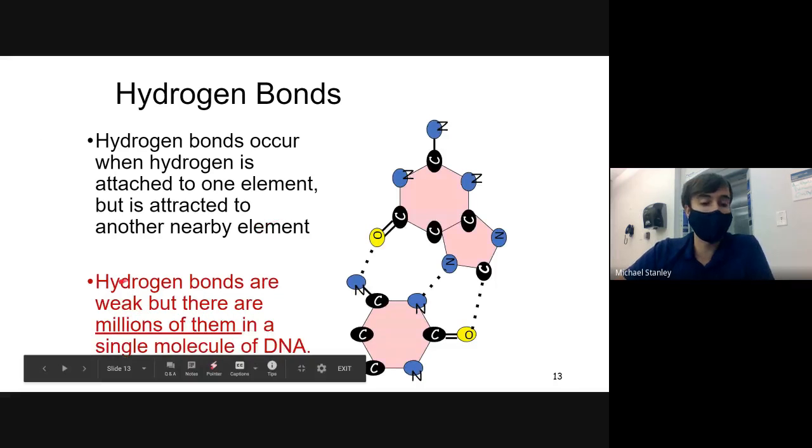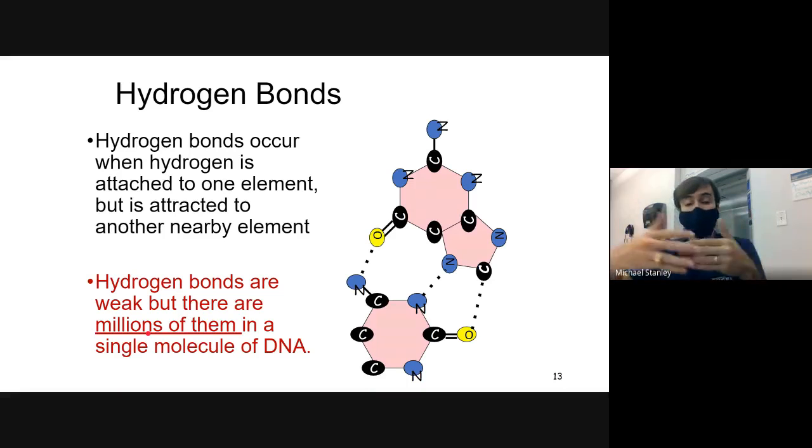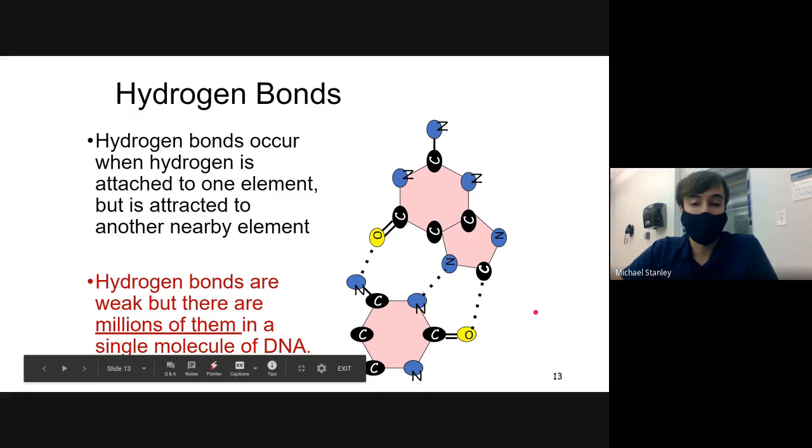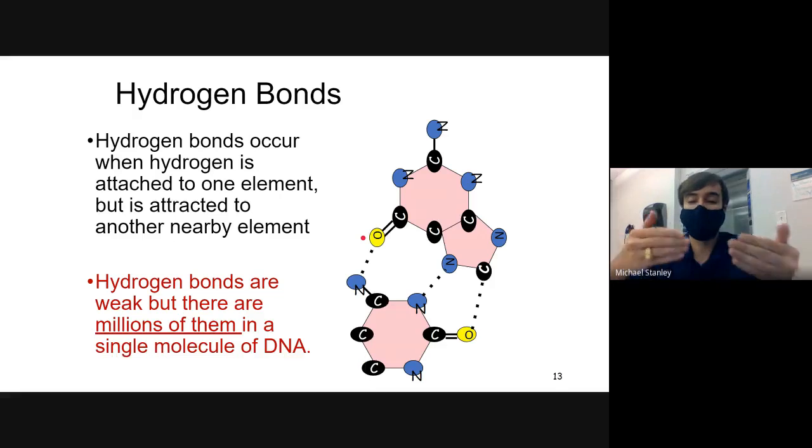So essentially, even though they're weak, they are showing up in force. And this is what is helping connect these DNA bases to each other. The reason that A's and T's are able to line up and C's and G's are able to line up is due to these hydrogen bonds between them. The A and the T have the right mixture of hydrogen bonds, and the C and the G have the right mixture of hydrogen bonds to keep them connected to each other.